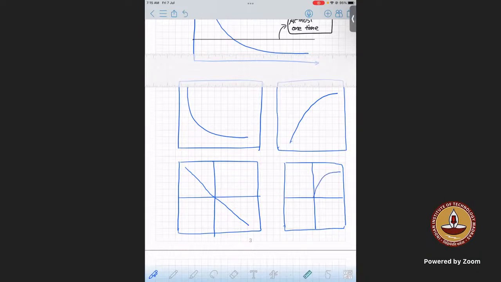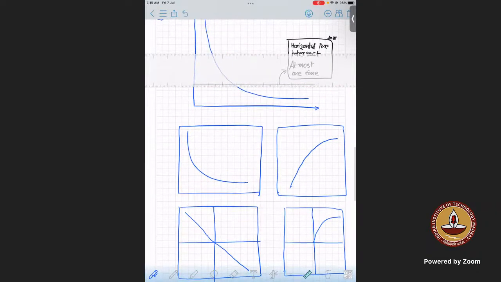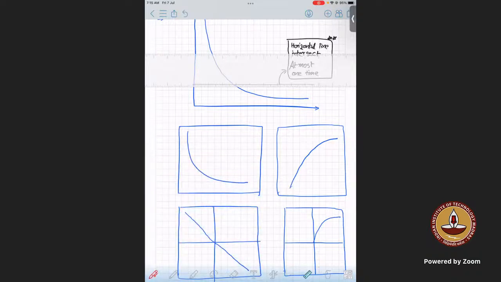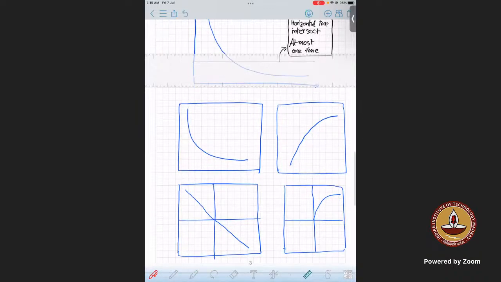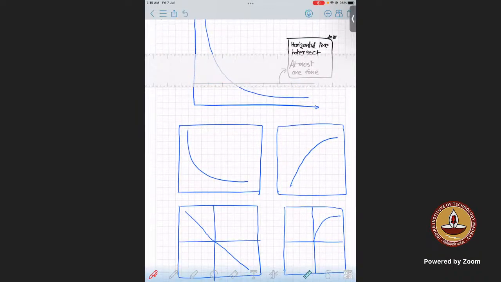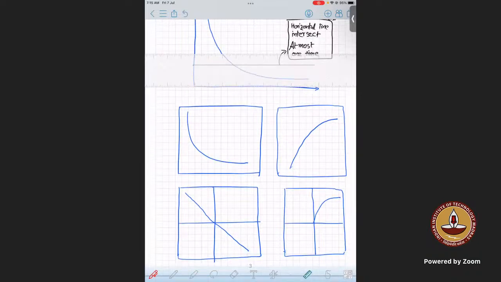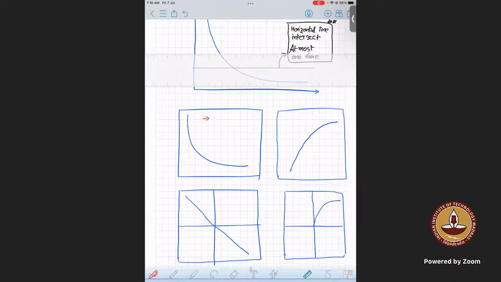Okay. Now answer. What is the common thing? What did you observe in all these graphs? Sir, all the graphs are 1-1. All the graphs pass the horizontal test and also the vertical test. We can say 1-1 because it passes the horizontal test.